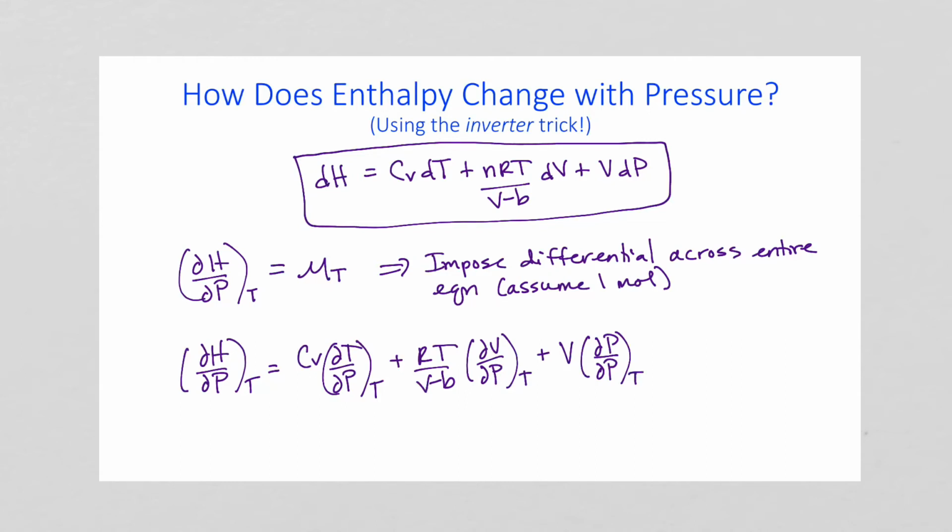Okay, so again, all we've done here is just to impose what we're doing to the enthalpy to the entire rest of the expression. We want to take the derivative with respect to pressure at constant temperature, so we're going to do that for the whole expression.